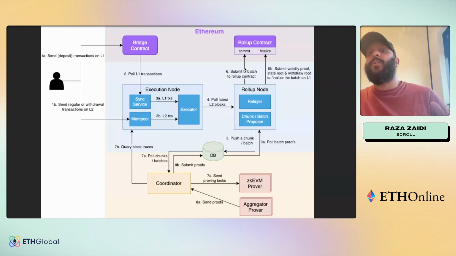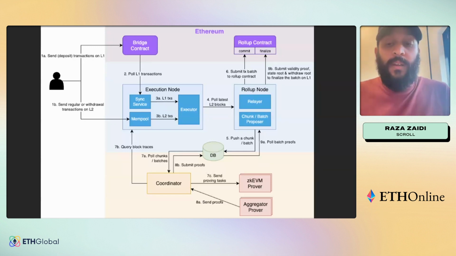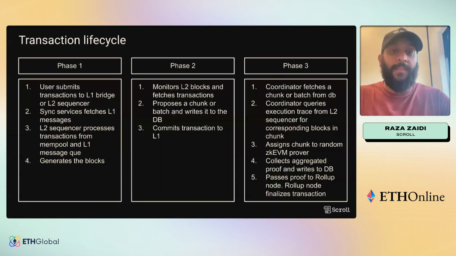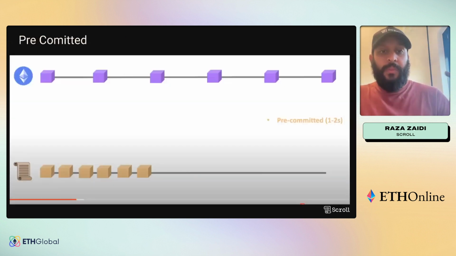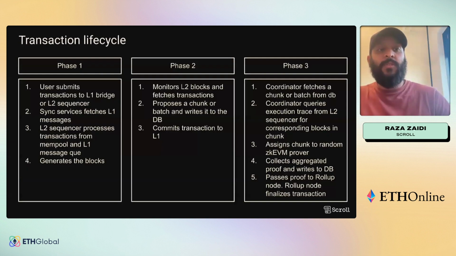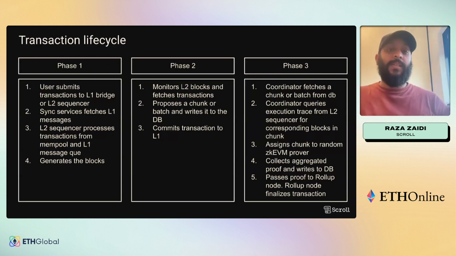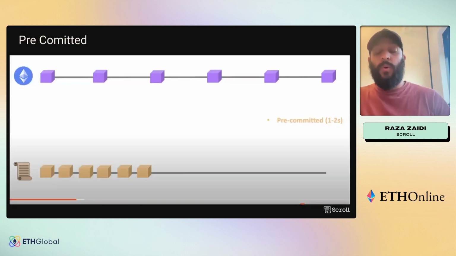You can, by the way, find all of these images on our docs, where we also have a good explanation. So the whole transaction lifecycle is documented. Probably something to mention is the phases of a transaction. So I'm going to go back and forth between the slides. Phase one is when a user submits a transaction, and what happens is that the sequencer basically processes these transactions and generates the block. This usually takes 1 to 2 seconds, and this is known as the pre-committed phase.